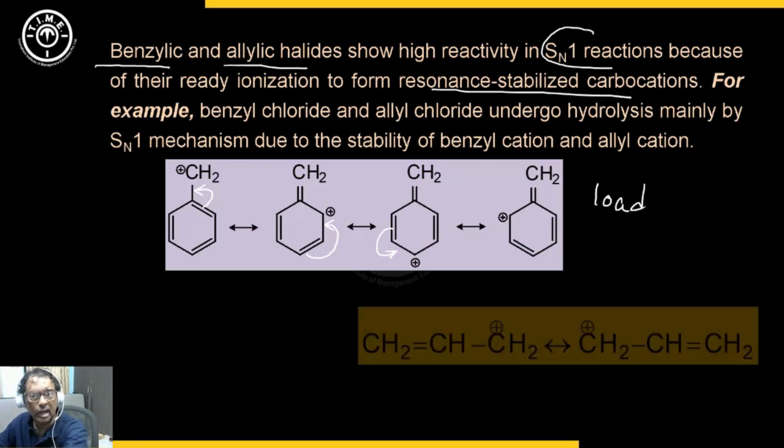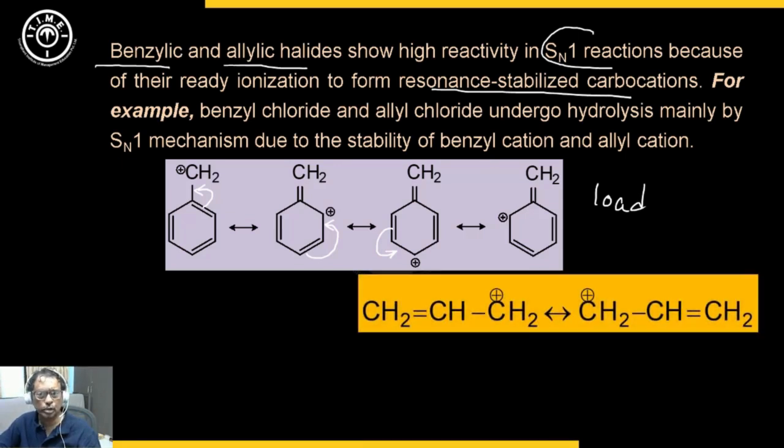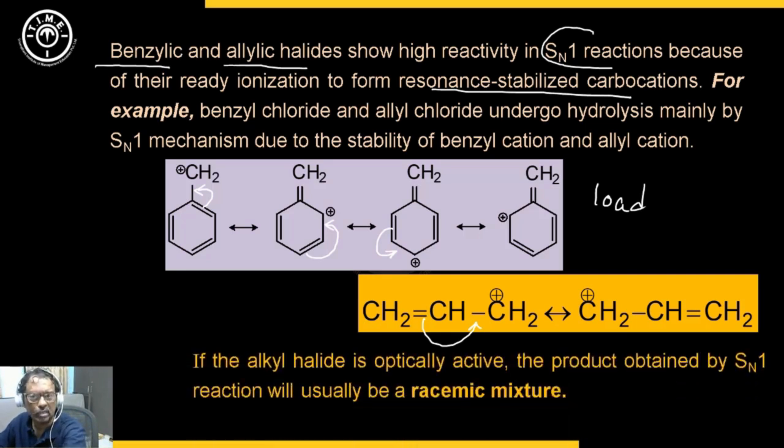Similarly, look at the allyl. So allyl is also stabilized, right? And if you see, both the allyl carbocations are identical. A C double bond C attached to a C plus is common in both, right? So allyl and benzyl carbocations, being resonance stabilized, are easily formed. Therefore their parent halides, benzylic halide or allylic halide, undergo the SN1 type of mechanism, right, instead of the other type. Now this is very important.